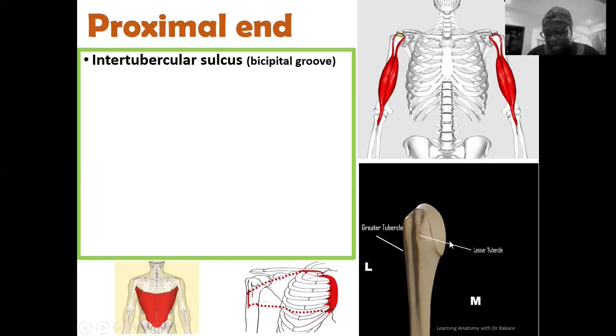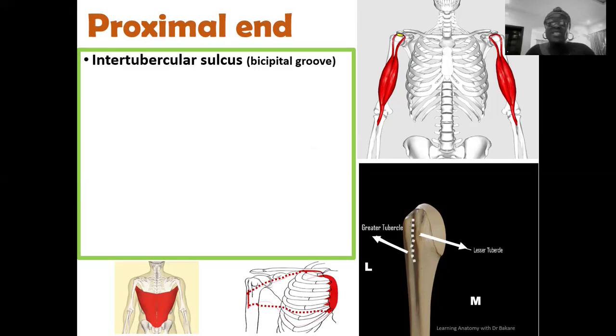If you look at this lower image, this is where we have the lesser tubercle, and this is where we have the greater tubercle. This is the medial side, and this is the lateral side. Don't forget that the head is directed medially. So in between these 2 eminences, you have a gutter or a groove created in between them. And this is what is referred to as the intertubercular sulcus. This can also be referred to as intertubercular groove.